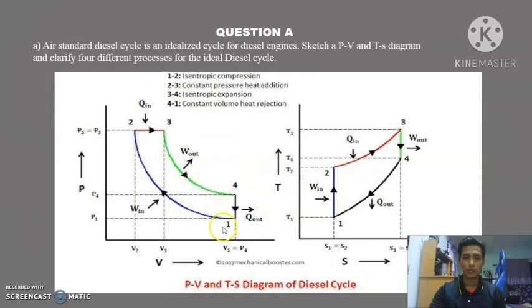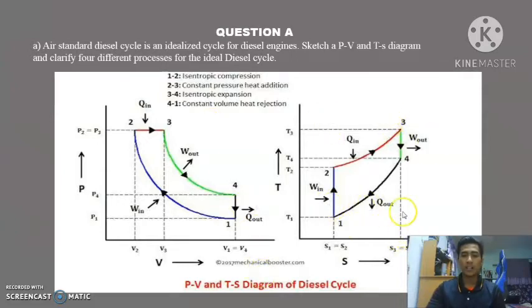And from 4 to 1 is the constant volume heat rejection. Constant volume heat rejection is when the heat will be rejected into the surrounding and will cool down. This is when the Q is out, meaning that the heat will be rejected into the surrounding.